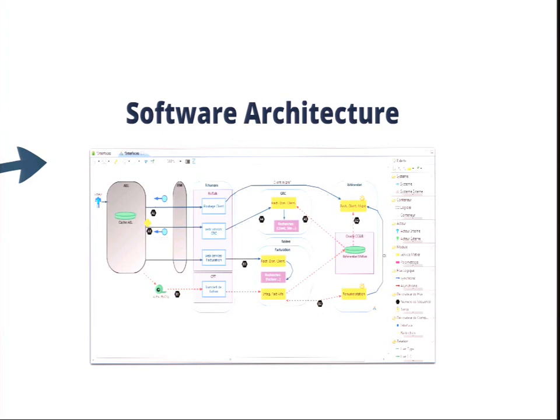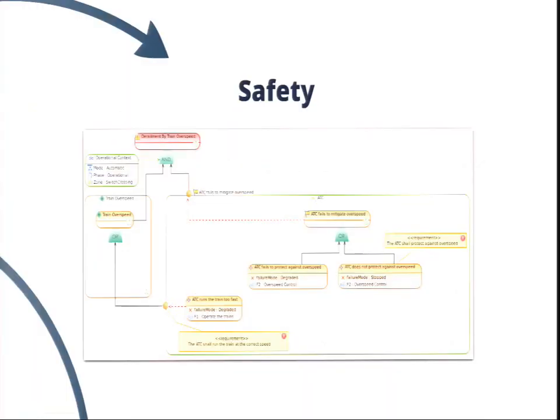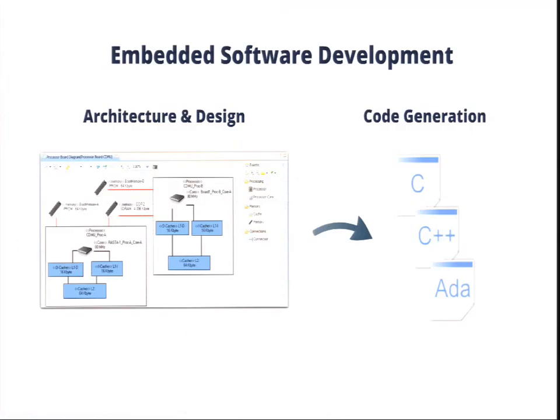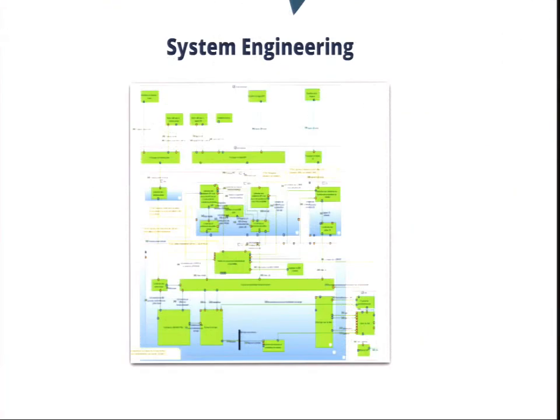We can give some examples. Software architecture, to give a large overview of an existing system. Safety, to analyze the security problems on an existing system. Embedded software development, to design an embedded system and to generate code, for example.